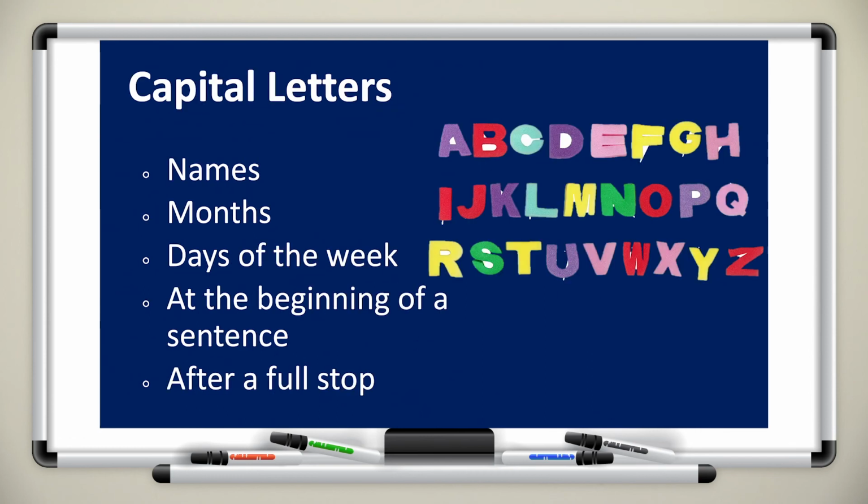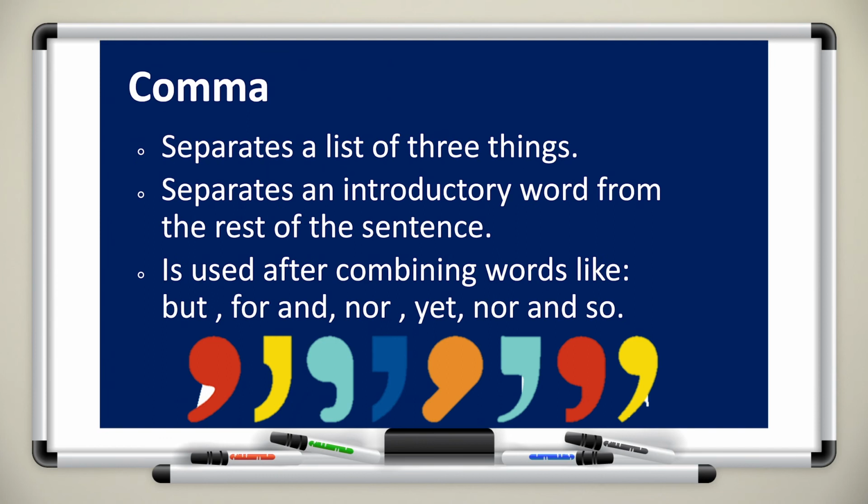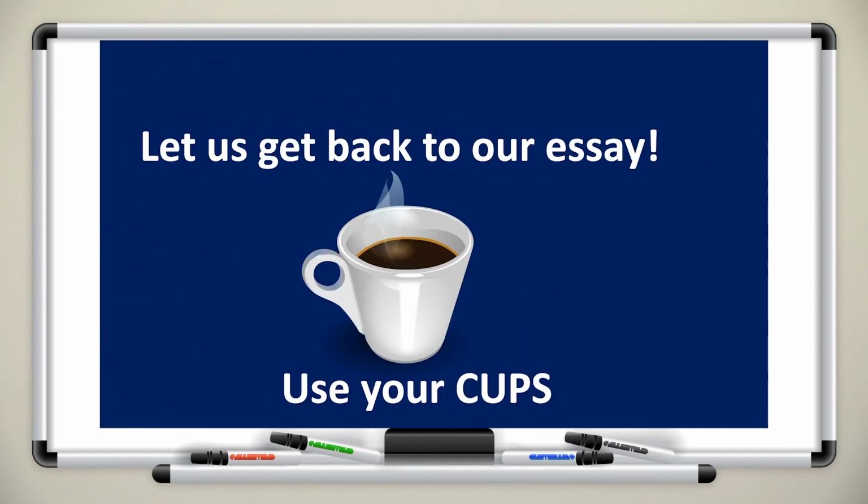Just a quick reminder, we capitalize names, months, days of the week, at the beginning of a sentence and after a full stop. Let's look at commas and see if you remember. When do we use them? We use them to separate a list of 3 things or more, to separate an introductory word from the rest of the sentence, and after combining words like but, for, nor, yet, and so. All of those. Excellent. So let's look at our essay and try to spot the mistakes.